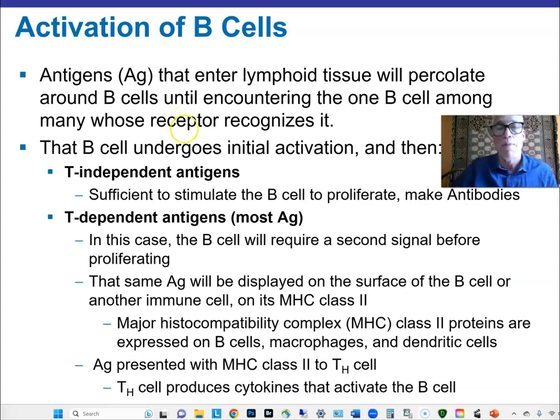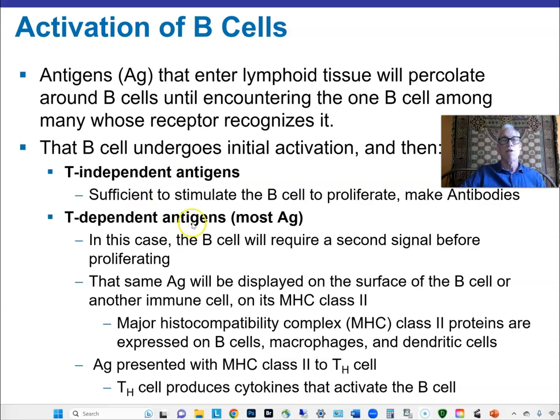So the antigen is going to bounce off B cells for quite a while until it stumbles upon one whose receptor, whose IgD, recognizes that particular antigen that's infecting our body that day, and that will activate that B cell. It starts to get activated.